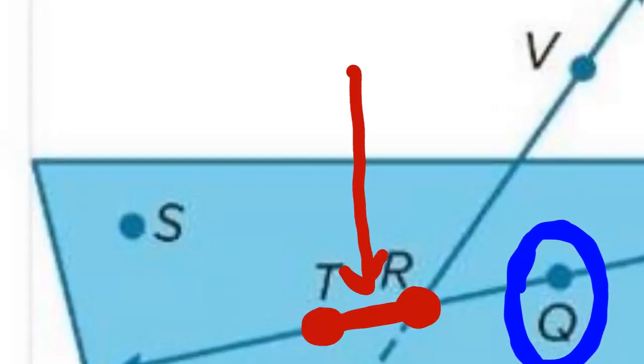If I want to talk about just the space in between T and R, not going past on either side, that would be a line segment. And the way I would talk about that would be TR with a dash and no arrows over the top. So that does not contain point Q. But because lines go on forever, this doesn't stop right here at R. It continues on, and it does contain point Q.